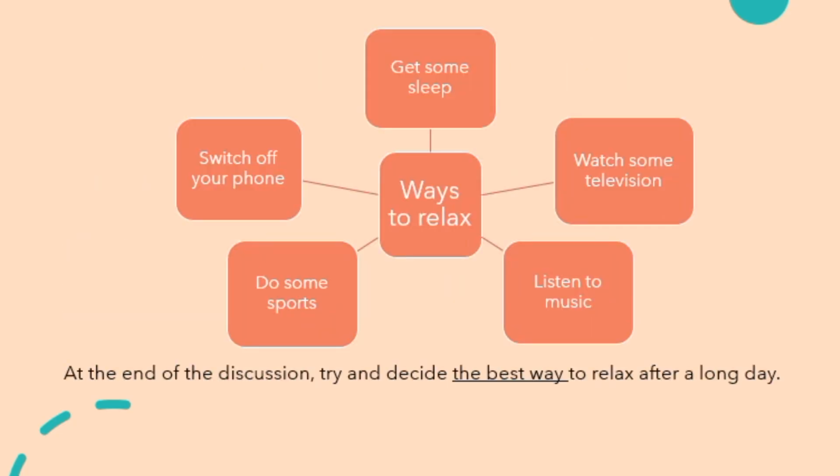For part 2, this is the mind map with the 5 different prompts for you to base your discussion on. So let's read the question first. Ways to relax. First idea you can talk about is about getting some sleep. The second suggestion is to watch some television. Next is to listen to music. Another suggestion is to do some sports. And the fifth and the last suggestion is to switch off your phone.